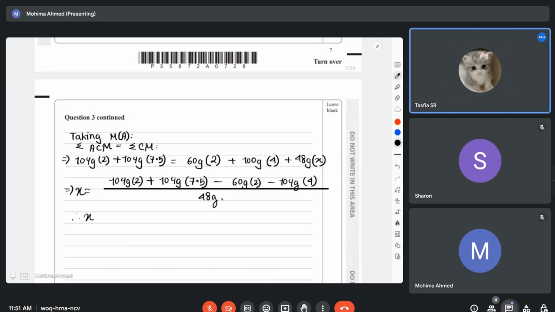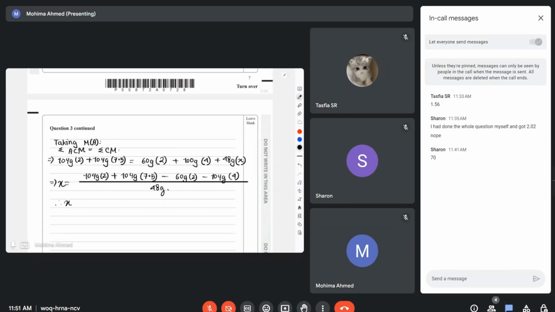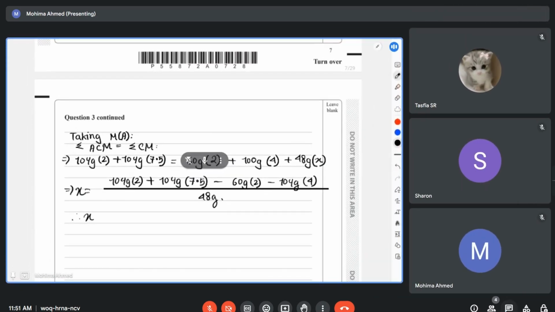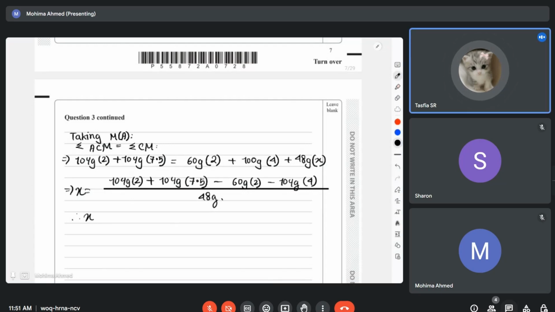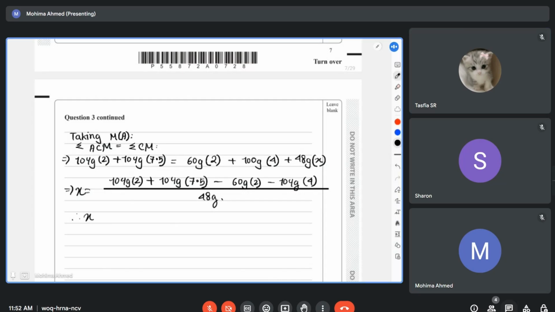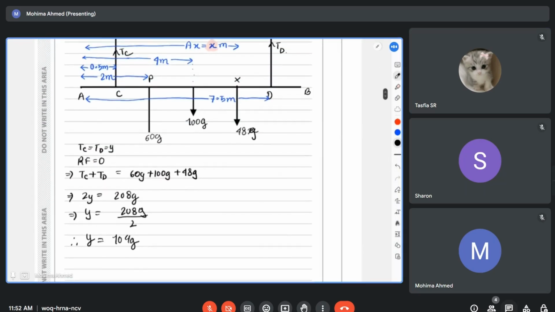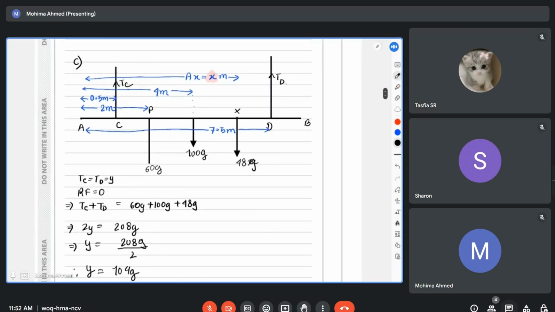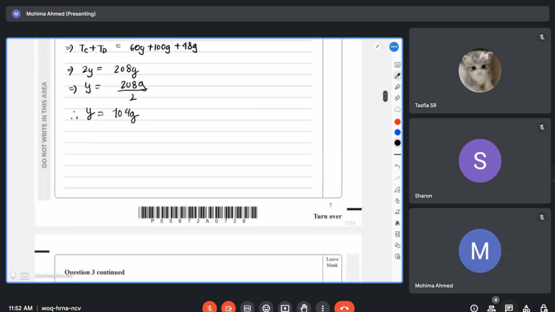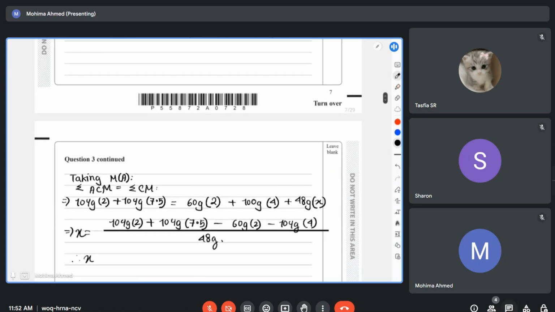9.4. For Sharon, did you also get the same answer? Wait, let me see. I don't think this is correct because the entire beam is 8 meters. Oh yeah, 9.4, right. Wait, let me see. This was 2 meters, 100. Yeah, I actually made a mistake. This was supposed to be 100.